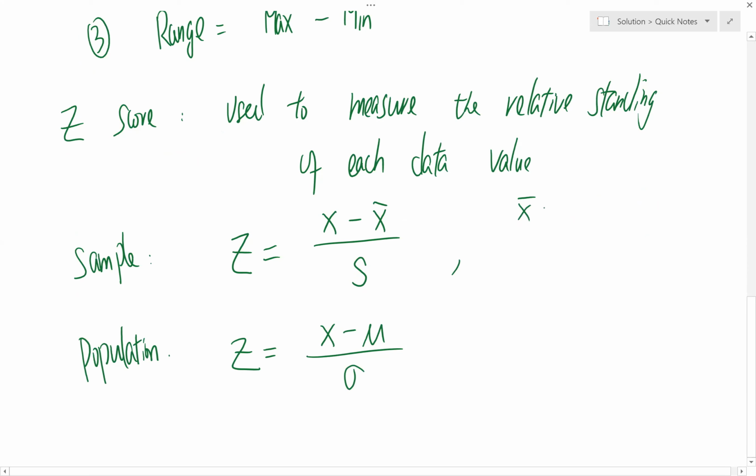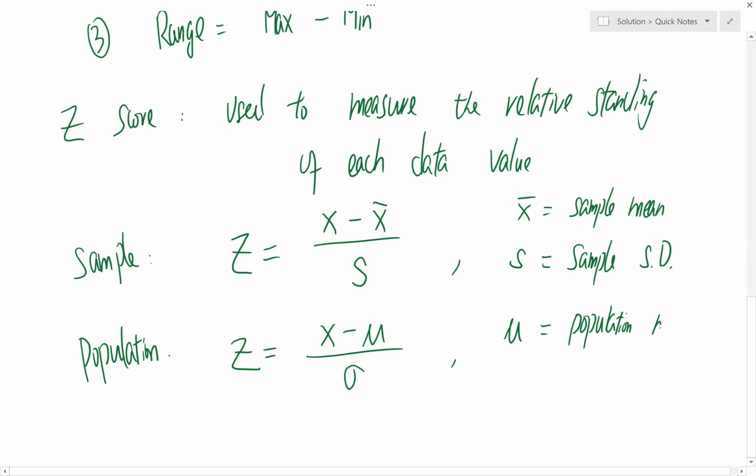Here, x bar represents the sample mean. s represents the sample standard deviation. And then mu here is the population mean, and sigma is what we call the population standard deviation.